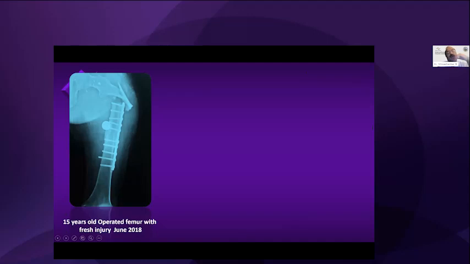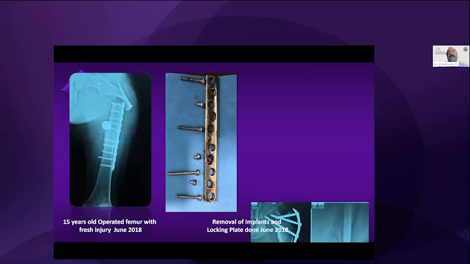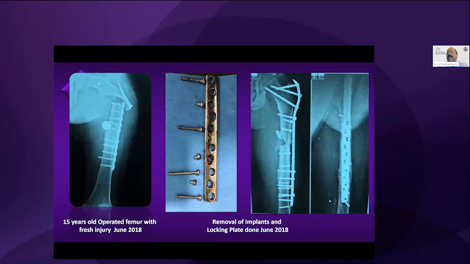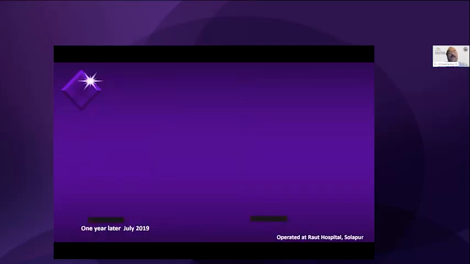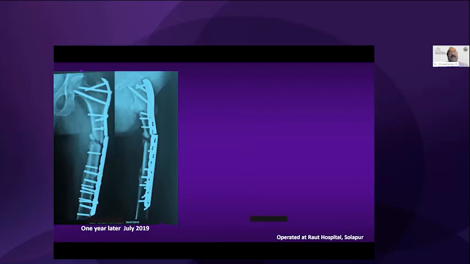This child was operated at a young age when he had a fracture in the femur where plating was done. He came with a subtrochanteric fracture. We removed the implant and applied a locking plate. Unfortunately, that locking plate broke in due course of time. As you can see, there was a gap. For a young patient, locking plate, I am not convinced.